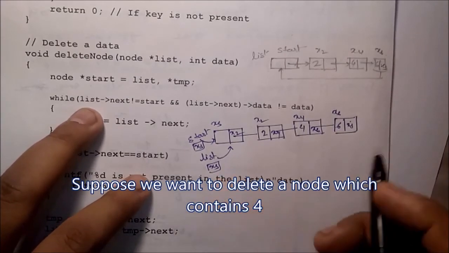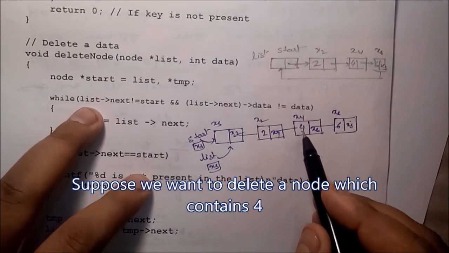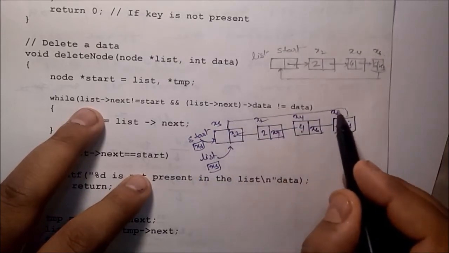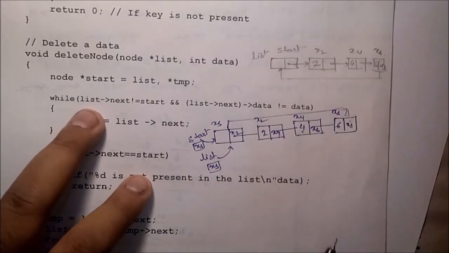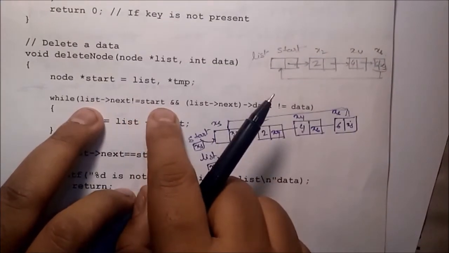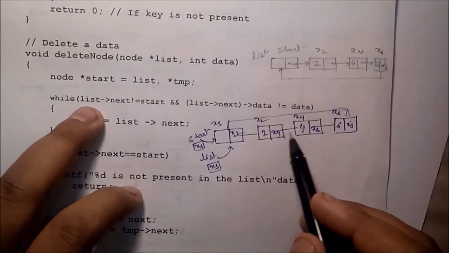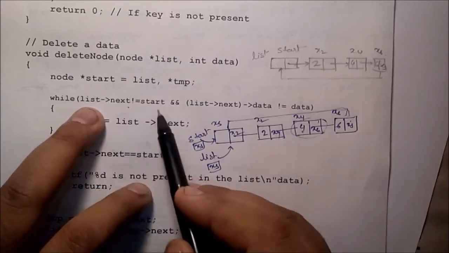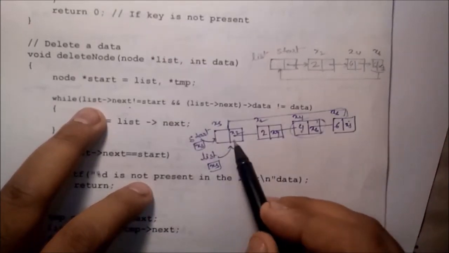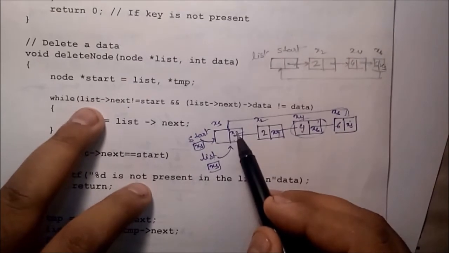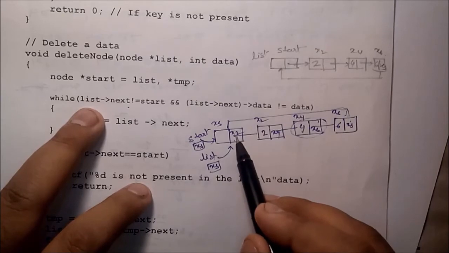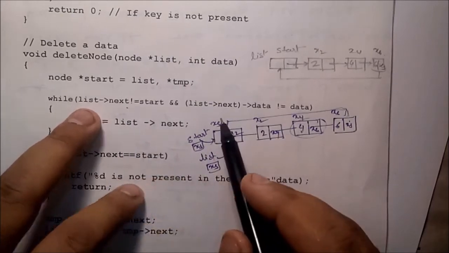Now suppose we want to delete the fourth node. Okay, now pointing this one, so that means there is a virtual link. List next is not equal to start. Now suppose you want to delete the fourth one. Clear? List next not equal to start. List next here not equal to start, condition is true. Here start holds x6 and list next is x2, the condition is true, not equal to, yes.